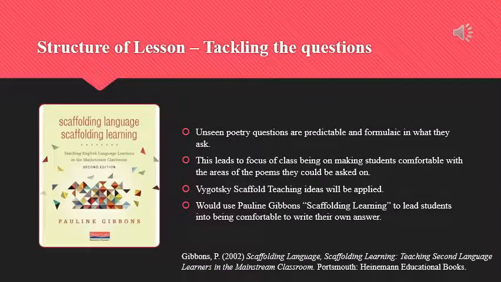Unseen poetry questions are predictable in what they ask. There's only a handful of elements that will be asked about on the questions, regardless of the poem in question. In that way, the focus of this initial class would be on getting students familiar and comfortable locating and answering these types of questions. We will use Vygotsky's scaffolding teaching methods, and in particular, Pauline Gibbons' methods from her book Scaffolding Language, Scaffolding Learning, here to guide students through learning about the questions and to working their way towards making their own attempts at the answers.